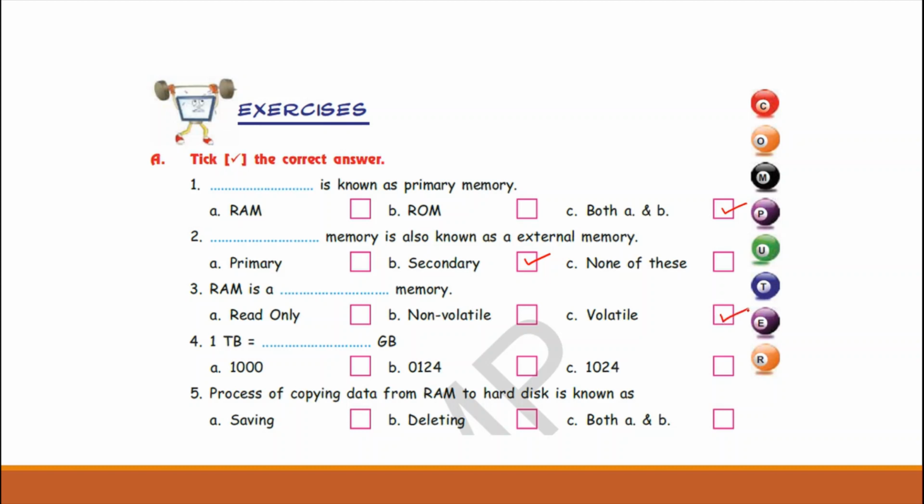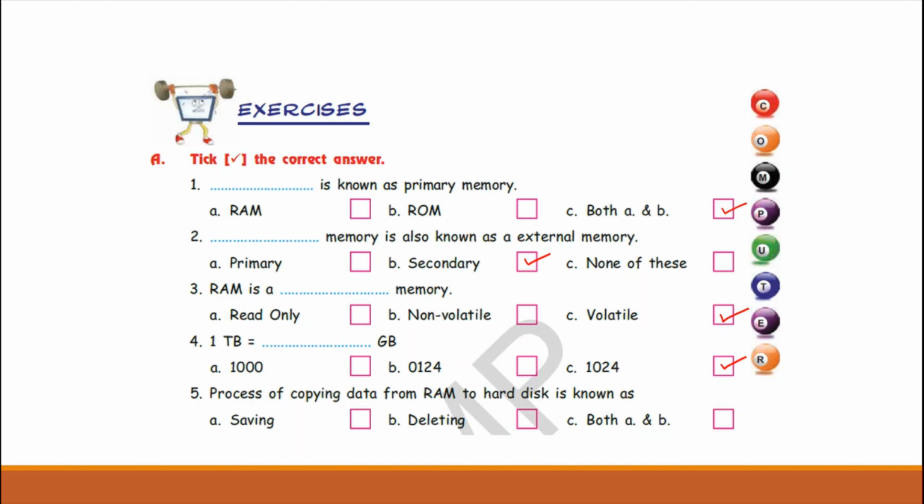Number 4, 1 TB is equal to how much GB? Children, 1 TB is equal to 1024 GB. The right option is C, 1024.